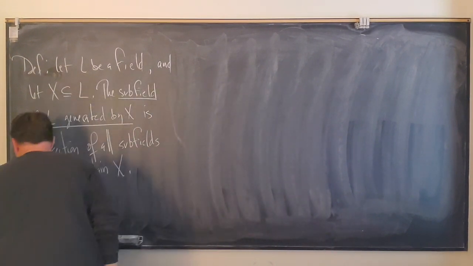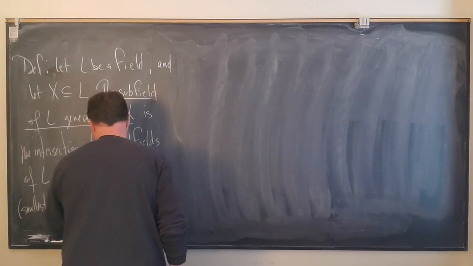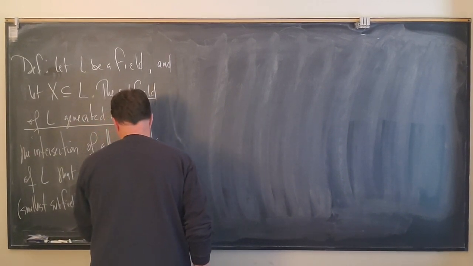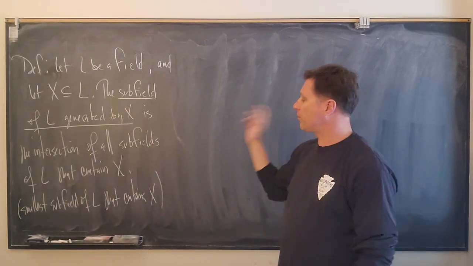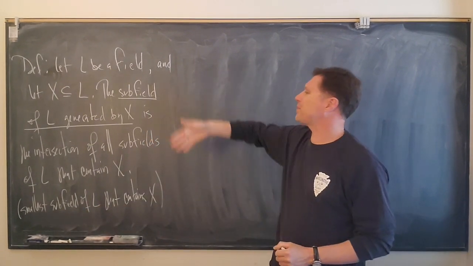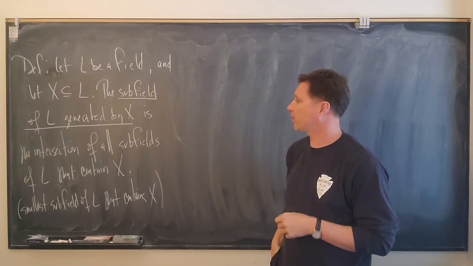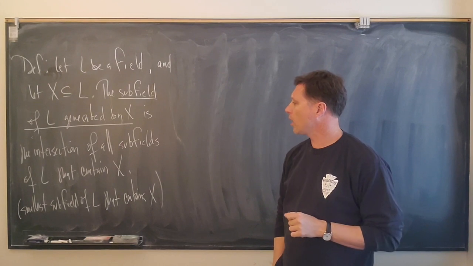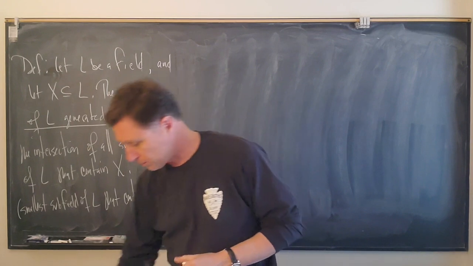In fact, let's put that in parentheses. So it's the smallest subfield of L that contains X, in the sense that if you are a subfield that contains X, then you will contain this subfield. Right? And there's not special notation that we have for this. We're going to focus on a certain particular subfield generated by a particular subset, but there's not special notation for this general idea. We'll just say the subfield generated by.